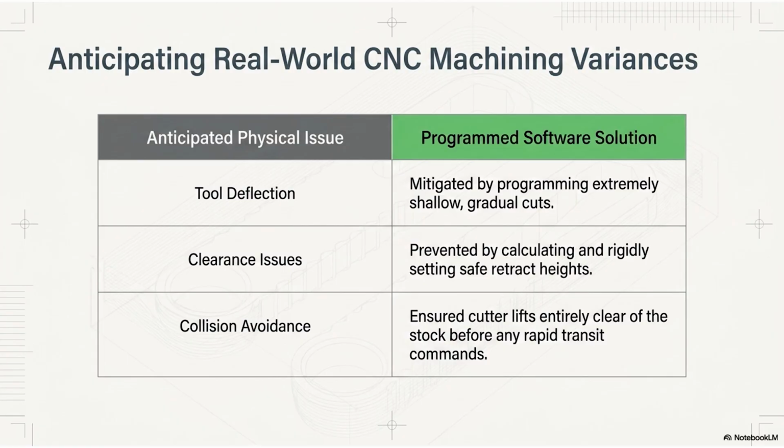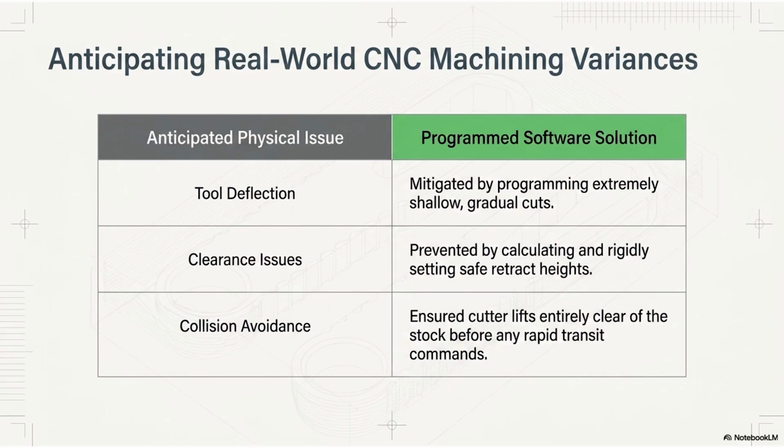Preparing for actual production means anticipating real-world CNC machining variances. We mitigated tool deflection by programming extremely shallow, gradual cuts. We also rigidly set safe retract heights to prevent clearance issues and ensure the cutter lifts entirely clear of the stock to guarantee collision avoidance during rapid transit commands.